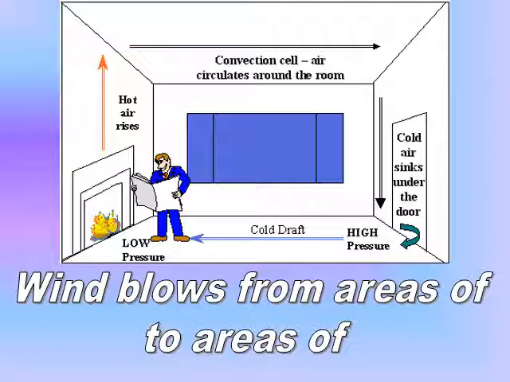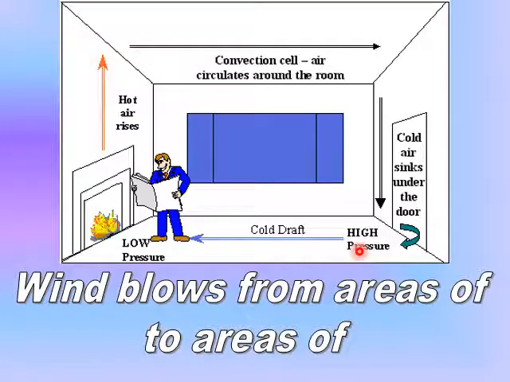Let's work on filling in the blank. Wind blows from areas of to areas of. And we're going to use this picture here to help us. Now, over by the fireplace here, we have our low pressure air because it is hot air. Hot air is lower pressure. Heat up and rise up. Now, over here by the door, this is cooler air because it's not right by the heat source. And so this cooler air, remember, cool down, sink down, is our high pressure air.